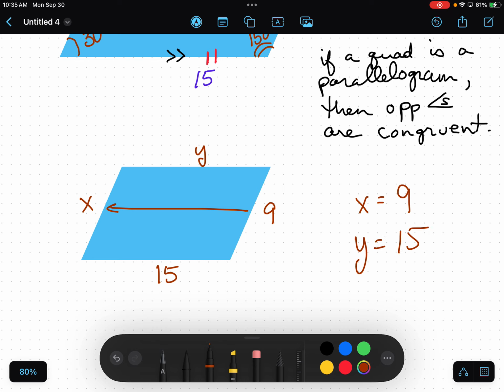15. Why? Because it's across from it. Yeah, that's it. Does that make sense? Is everyone okay with that? So opposite sides are going to be, if they're a parallelogram, opposite sides will be the same. Okay? All right.